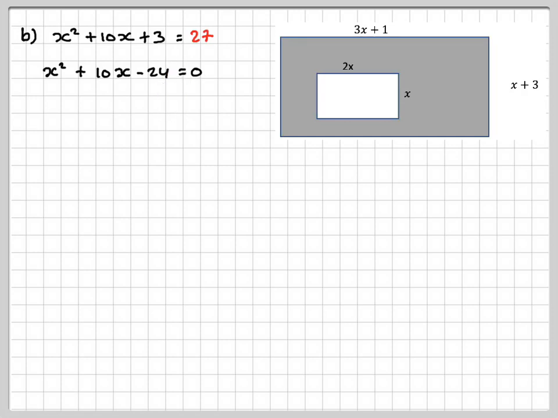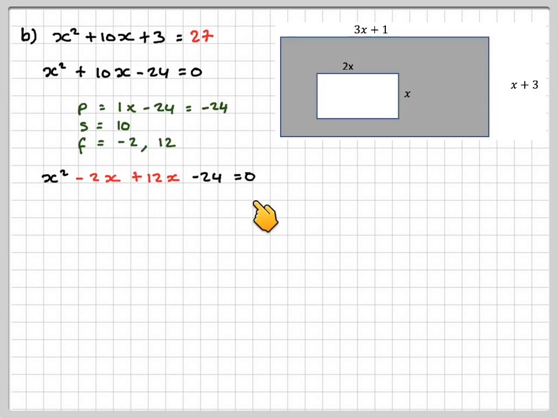And now we have to solve this by factorization. So the product is going to be 1 times minus 24, which is minus 24. The sum is going to be 10. We're looking for two numbers whose product is minus 24 and the sum is 10. So minus 2 times 12 gives me minus 24. Minus 2 plus 12 gives me 10. So we're going to have x squared minus 2x plus 12x, so we haven't changed the meaning because we've still got 10x there, minus 24 is equal to 0.